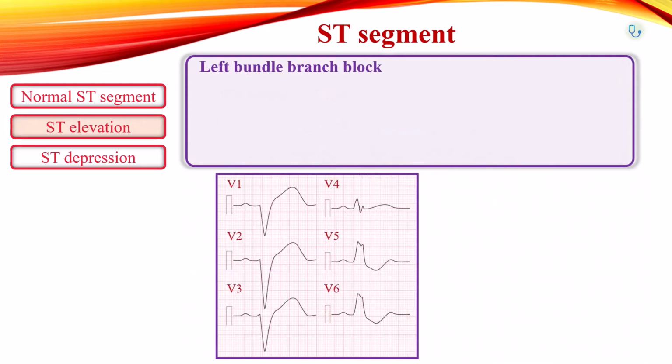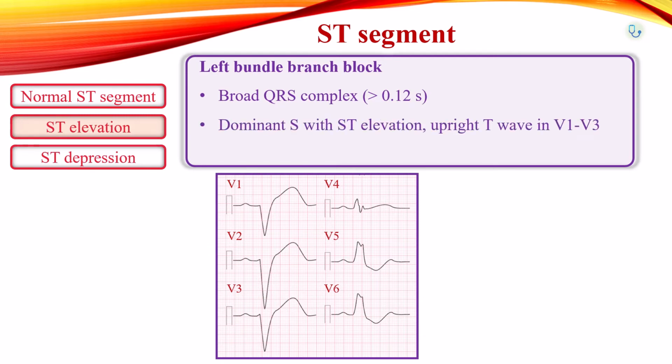In left bundle branch block, prolonged QRS complexes, deep and broad S waves in right precordial leads, and notched R waves in left precordial leads may be observed. Moreover, ST segment deviations and T waves are directed opposite to the QRS complex. In this figure, in leads V1 to V3, a dominant S wave produces ST elevation and upright T waves. In leads V5 and V6, a dominant R wave produces ST depression and T wave inversion.